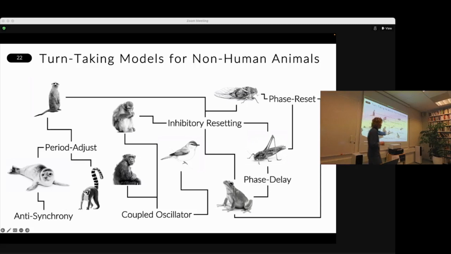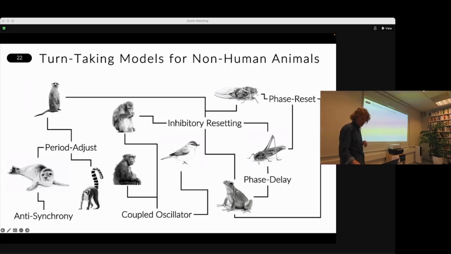So we have models such as a phase delay model, which have been proposed for bush crickets and anuran species, so things like toads and frogs, and a phase reset model for cicadas and so forth. But we also see things like anti-synchrony models for seal pups and coupled oscillator models, which have also been proposed for human language to a certain extent. And these maybe won't mean much at the moment, but these are the models that have been proposed for all of these distinct animals, and those are the ones that we're interested in applying. We're not saying that human language is similar to these species, because there are different functions of turn-taking in these distinct animals, but we want to get the mechanics of these individual computational models and see how we can use them in human language.